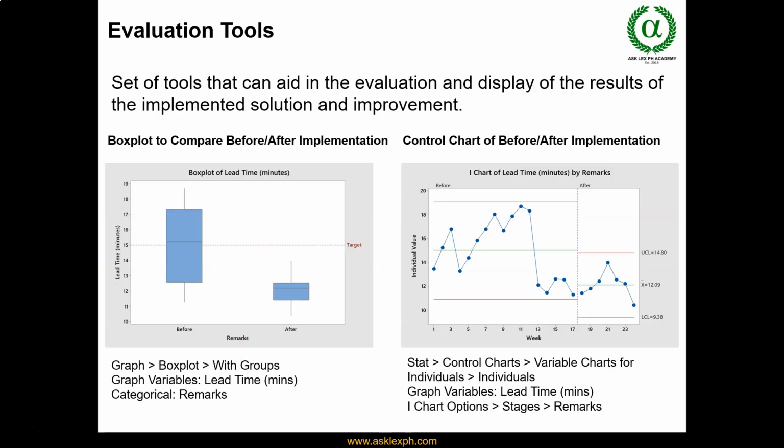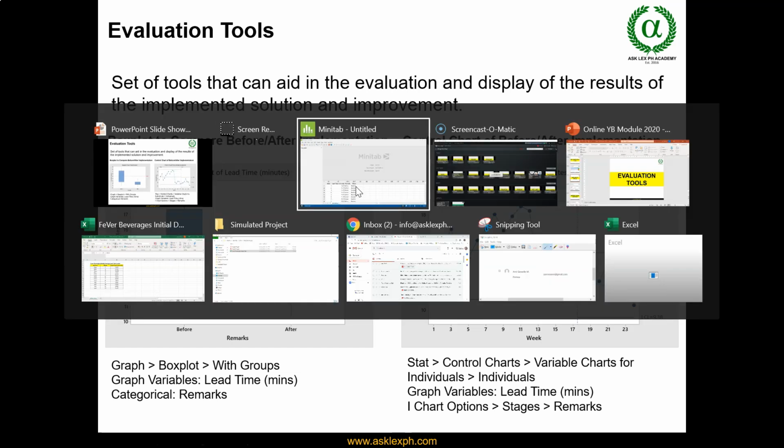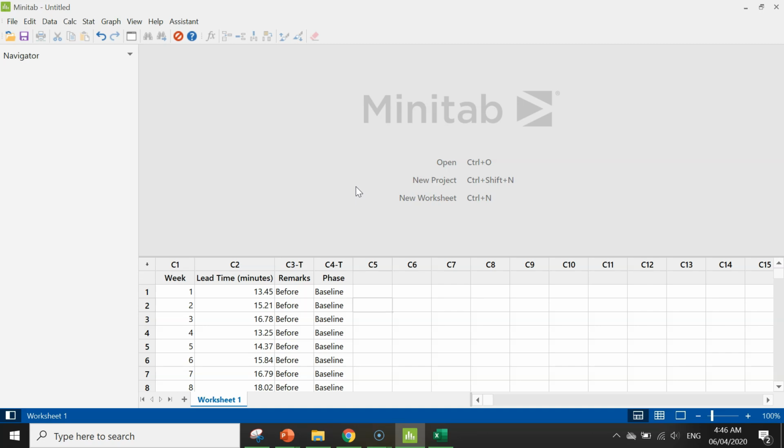Evaluation tools are said to be a set of tools that can aid in the evaluation and display of the results of the implemented solution and improvement. As you can see here, there are two possible ways that can be used in terms of comparing the before and after implementation of these improvement action items. So I will be showing you how I did this using Minitab. So let's go to Minitab.